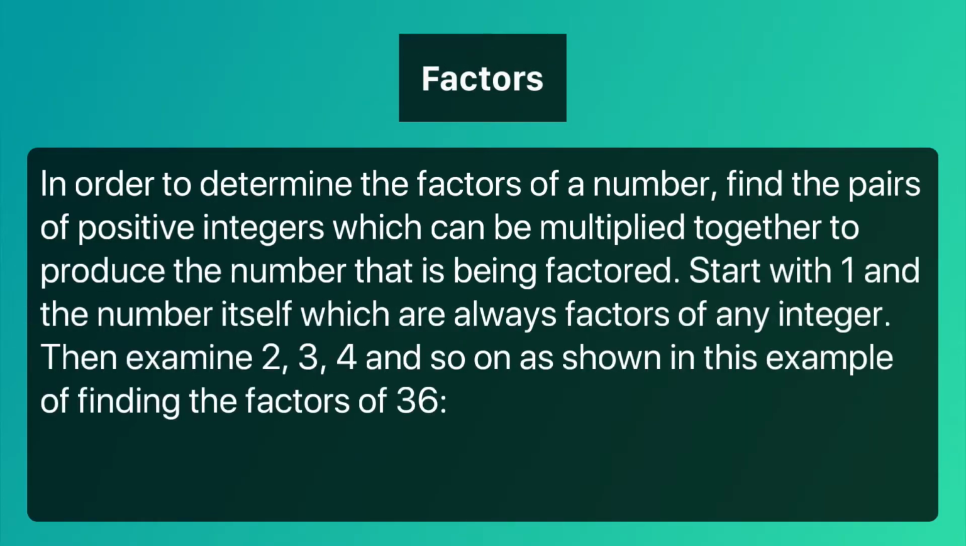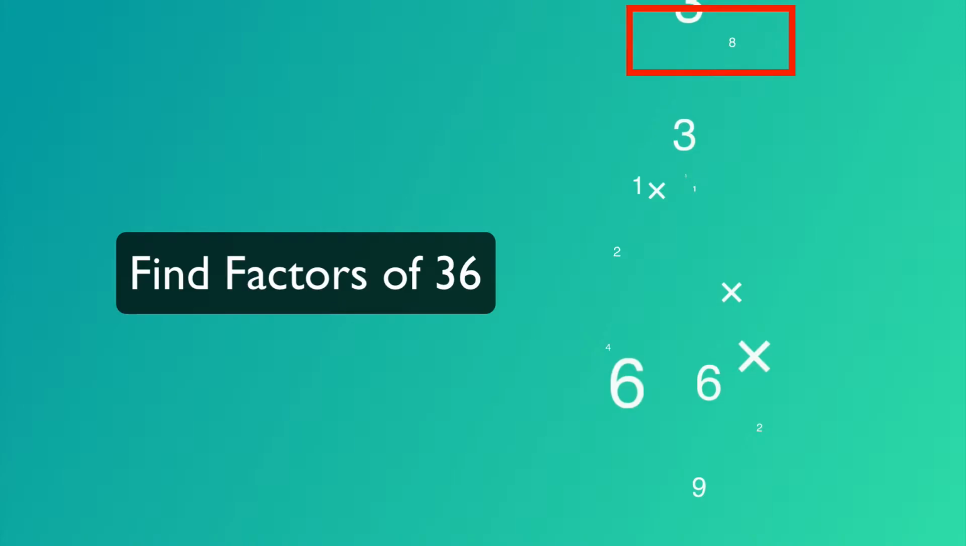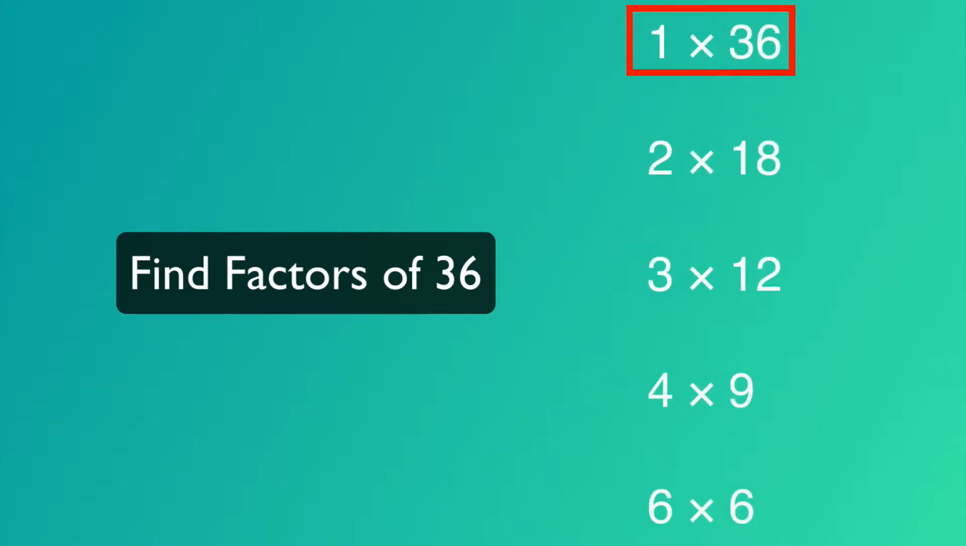Factors. In order to determine the factors of a number, find the pair of positive integers which can be multiplied together to produce the number that is being factored. Start with 1 and the number itself, which are always factors of any integer. Then examine 2, 3, 4, and so on, as shown in the example of finding factors of 36.